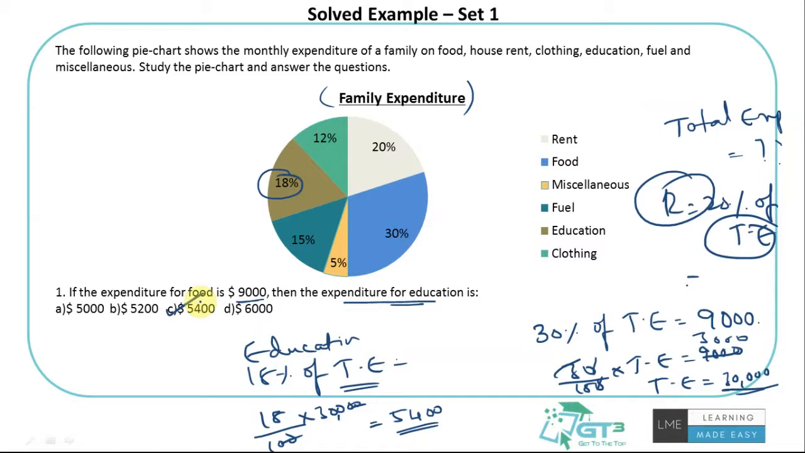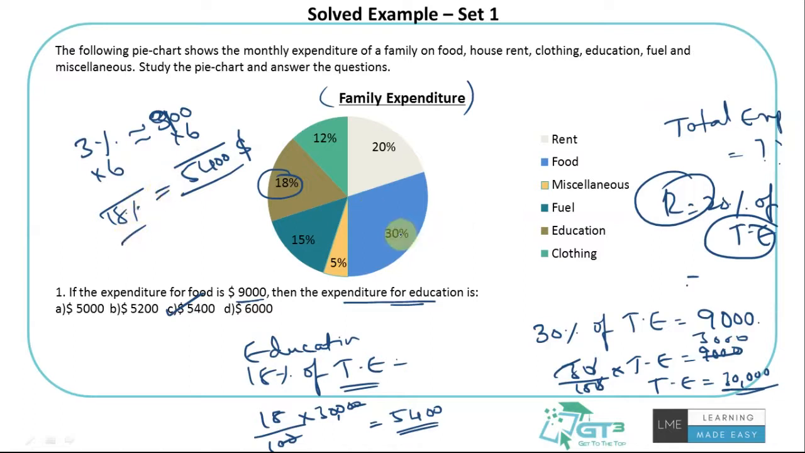The other way to look at this, to not waste too much time in finding this: 30% is 9,000. So what is 3%? 300. Sorry, 900, right? My bad. 30% is 9,000, so 3% will be 900. And 18% will come when I multiply by 6 times. So this into 6 is $5,400.